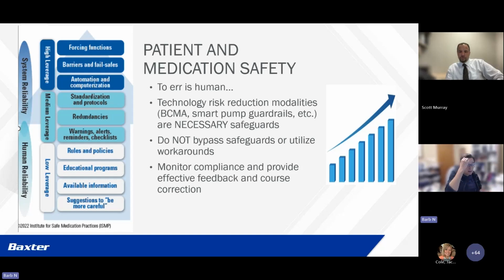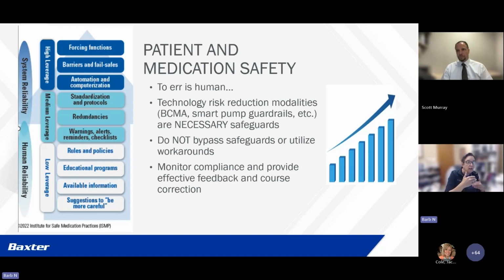The guide that we have on the side is from ISMP, and it's a great collection of what we need to do when we're thinking about process improvement. You can see the human reliability at the bottom, the low leverage things. I love it when people say, well, let's just educate on this. That's really just education. It's a very low level intervention. It is important. It's a foundation. They have to hear the why, but then we have to reinforce. We have to cover it from different angles.